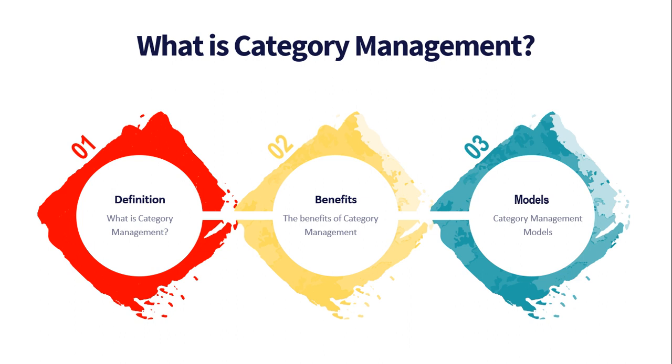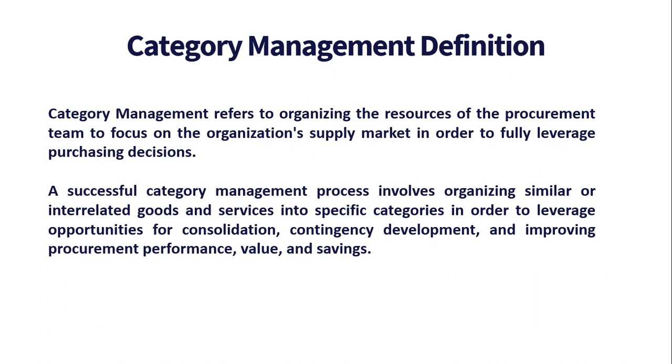We will start with the definition of category management. Category management refers to organizing the resources of the procurement teams to focus on the organization's supply market in order to fully leverage purchasing decisions. In this module, we will learn how to put our orders in certain categories based on certain different models.